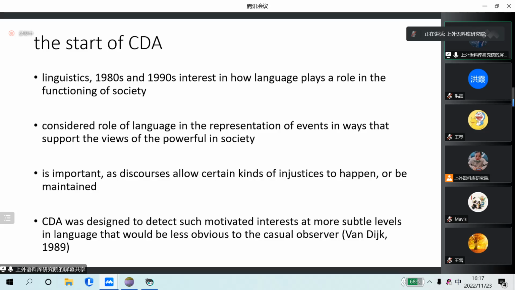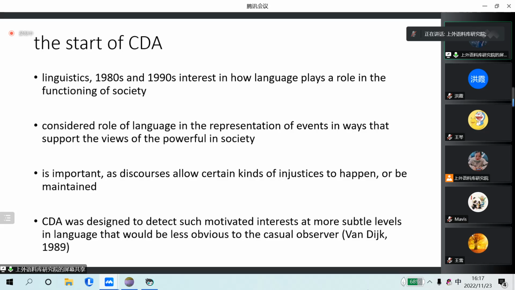Now, CDA started quite recently, in the 1980s and 90s, when there was, from linguistics, quite an interest in how language plays a role in the functioning of our societies. So it considered the role of language in how events were represented in ways that support the views of the powerful in society. In other words, if someone is drawing on a certain discourse, CDA will ask, the model of the world that is being expressed here, in whose interest is that? Whose interest does it serve?